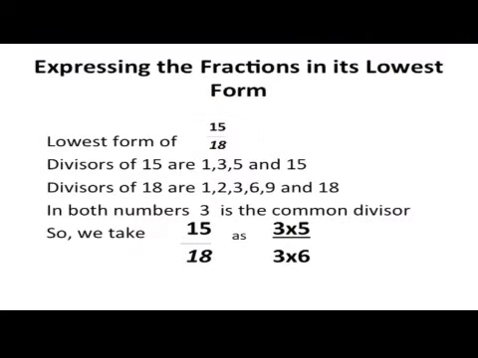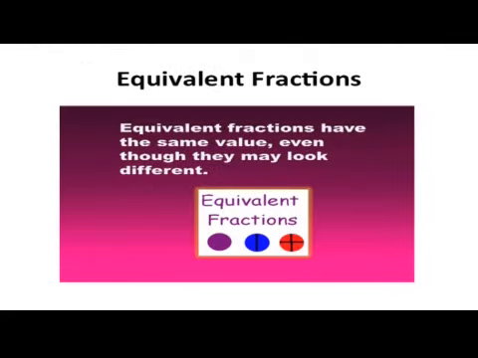Again, divisors of 5 are 1 and 5. Divisors of 6 are 1, 2, 3 and 6. As there is no common divisor for 5 and 6, 5 by 6 is the lowest form of 15 by 18. Equivalent fractions have the same value, so they can be represented by a single number. So, we express it in the lowest form, where there is no common factor for the numerator and the denominator.